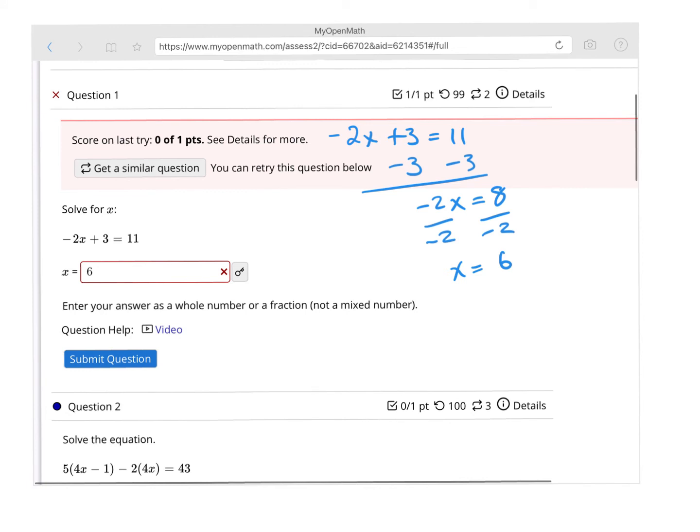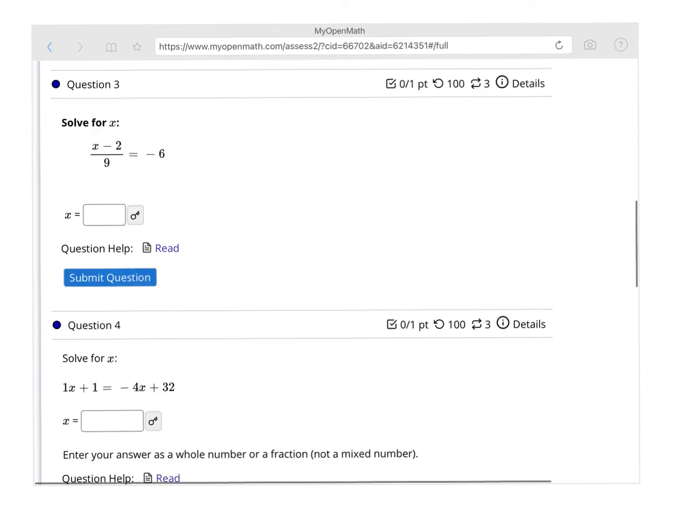Okay, so now what I'm going to do is go to just a couple other questions that you might have some problems with or might be struggling with a little bit. This is one of the questions. Whenever we have fractions and whole numbers, it always creates some problems.